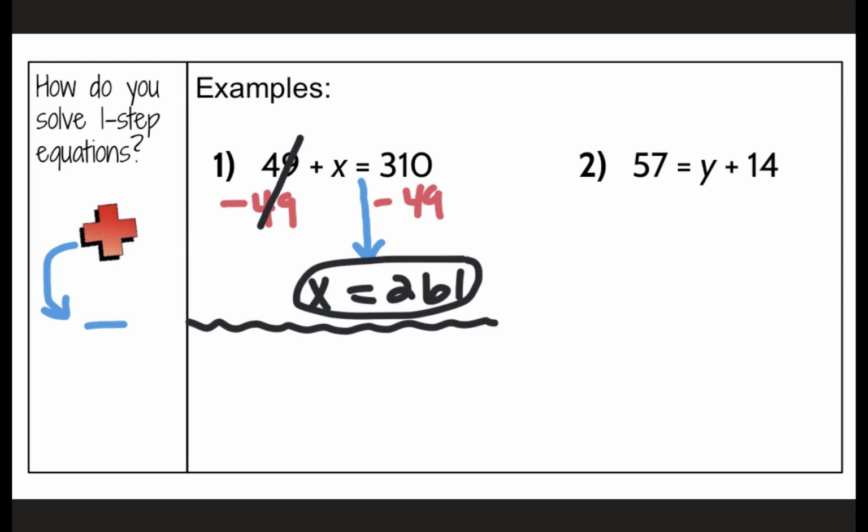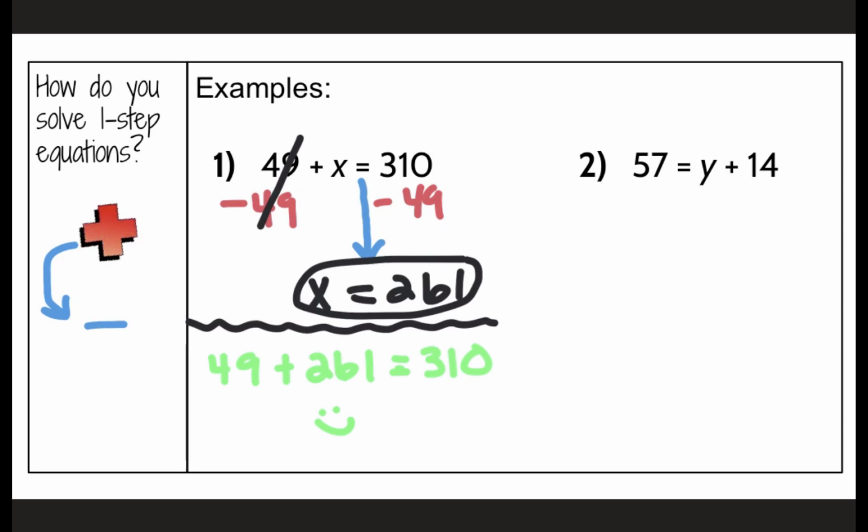So let's go ahead and let's do that. We have 49 plus 261. Does that equal 310? Yes, it does. We solve correctly. Let's go to example 2.